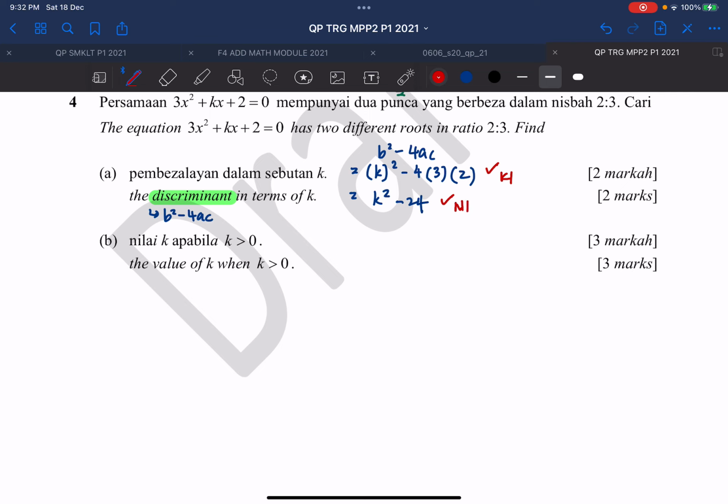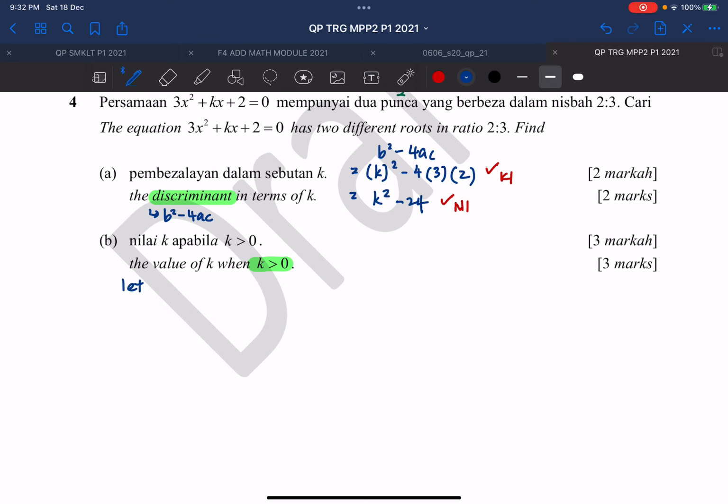So for question B, we ask for the value of k when k is greater than 0. So they give a range, k greater than 0. You might get k less than 0 or k greater than 0, a positive value and also a negative value. Then you need to choose the positive value. So for this case, you just let equations. In the question, they say two different roots in a ratio of 2 to 3.